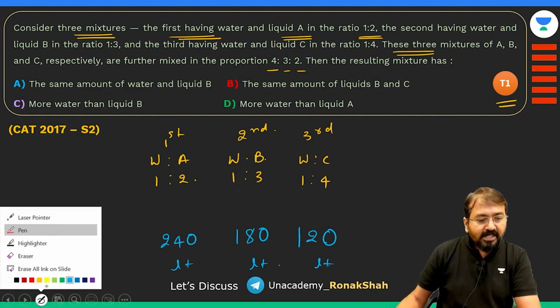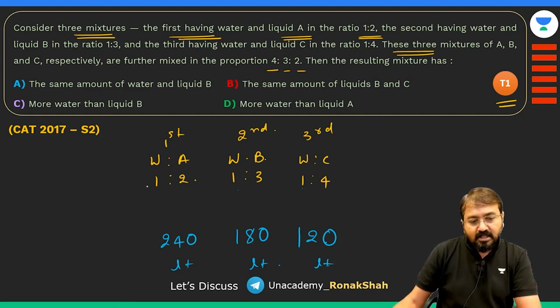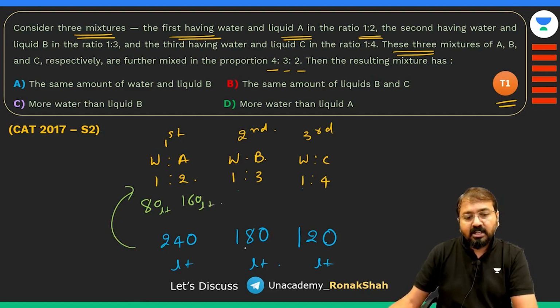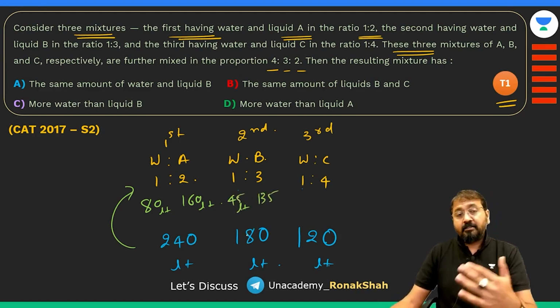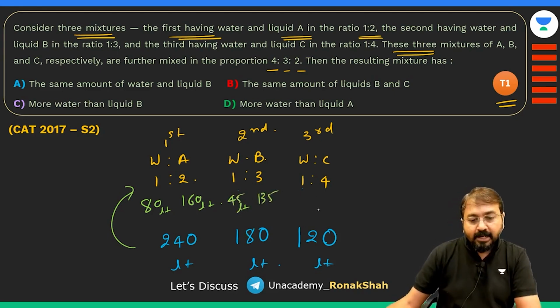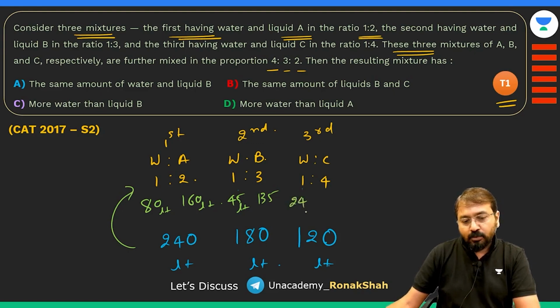Okay, so now let's quickly divide this first mixture, this 240 liters, in this ratio, so it will be 80 liters and 160 liters. You should be very good at calculations over here. Similarly, for 180 divided by 4, this will be 45 liters and this will be 135 liters. 180 divided by 4 is 45, right? And similarly, this will be 24 liters and this will be 96 liters.